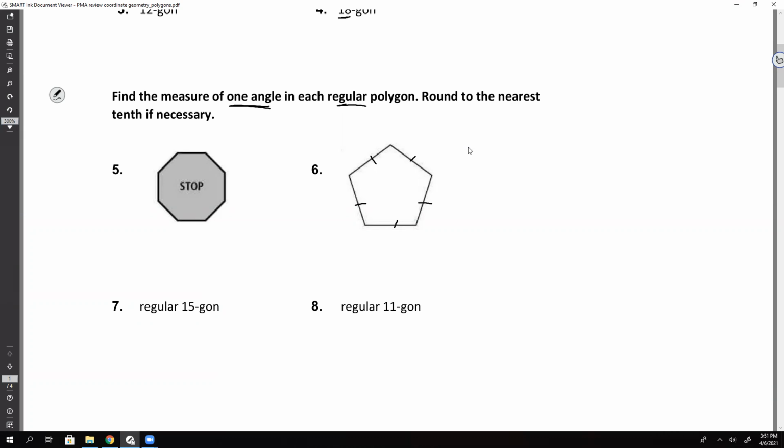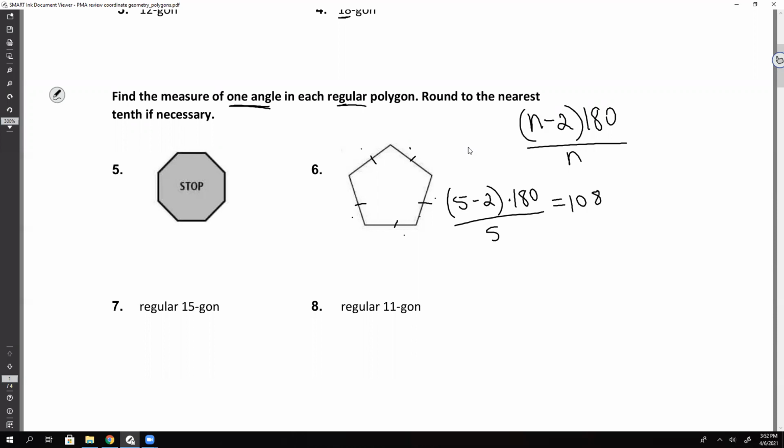And the formula for this one, well, if we have n minus 2 times 180, that's the total of all the angles. But I only want 1, so I have to divide by how many angles I have, which is n. So number 6 here, I can see I have 1, 2, 3, 4, 5 sides. So I would do 5 minus 2 times 180 and divide that by 5. So 5 minus 2 is 3 times 180, okay, and divide by 5, we get 108. So each one of these angles inside this pentagon is 108 degrees.